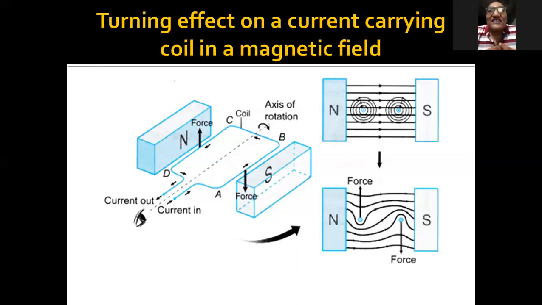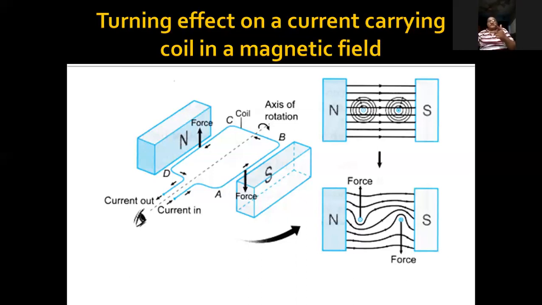Why am I interested in the CD side? Because the CD is a current carrying conductor perpendicular to the magnetic field lines. You see, the conventional current is flowing from A to B. So let's talk about the AB side. In the AB side, the current is flowing from A to B. If I know the direction of the magnetic field lines and the direction of the current in AB, then by using Fleming's left-hand rule, I can tell you the direction of the force experienced by this conductor. So let's apply the left-hand rule.